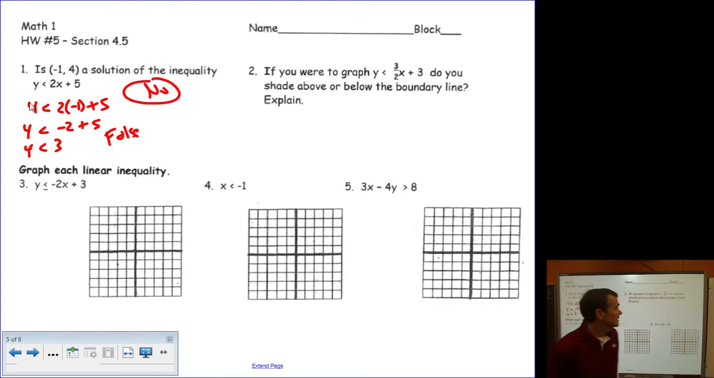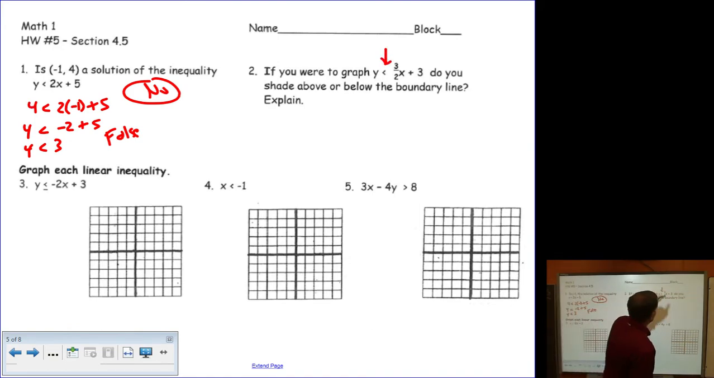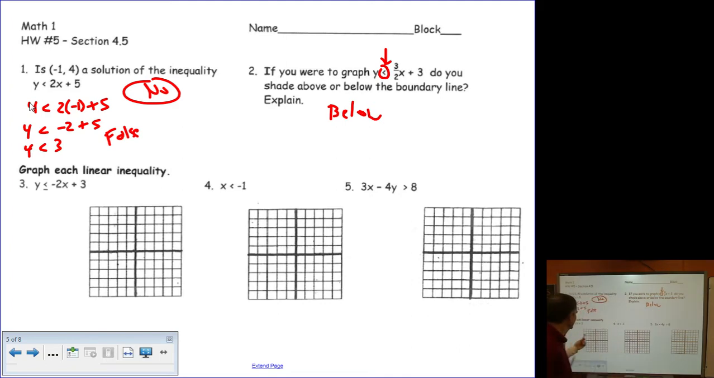Number 2. If you were to graph that, do you shade above or below? Well, when it's in slope-intercept form, the less than or greater than sign tells you whether to shade above or below. And when it's less than, you would shade below. Again, that's because of the less than.